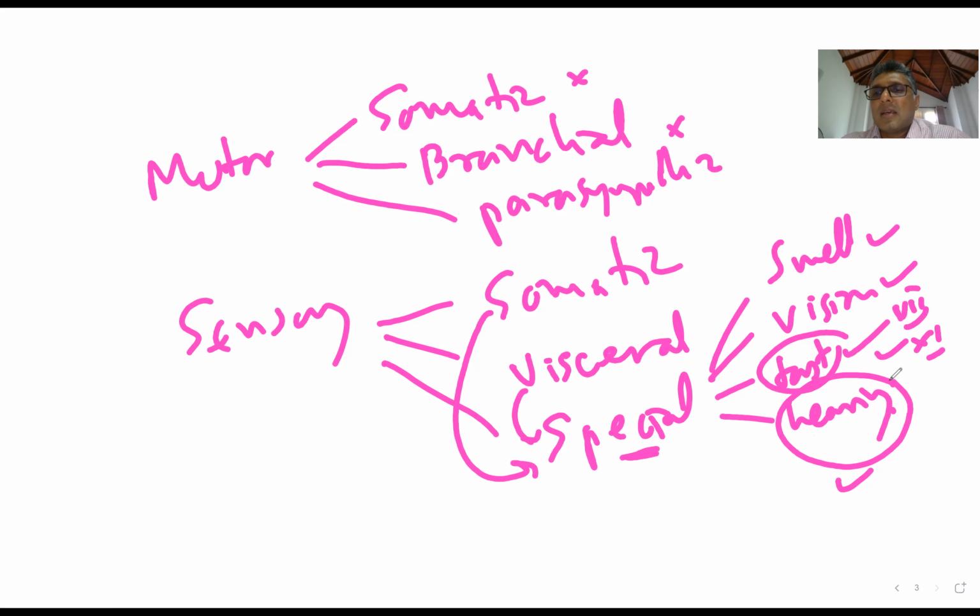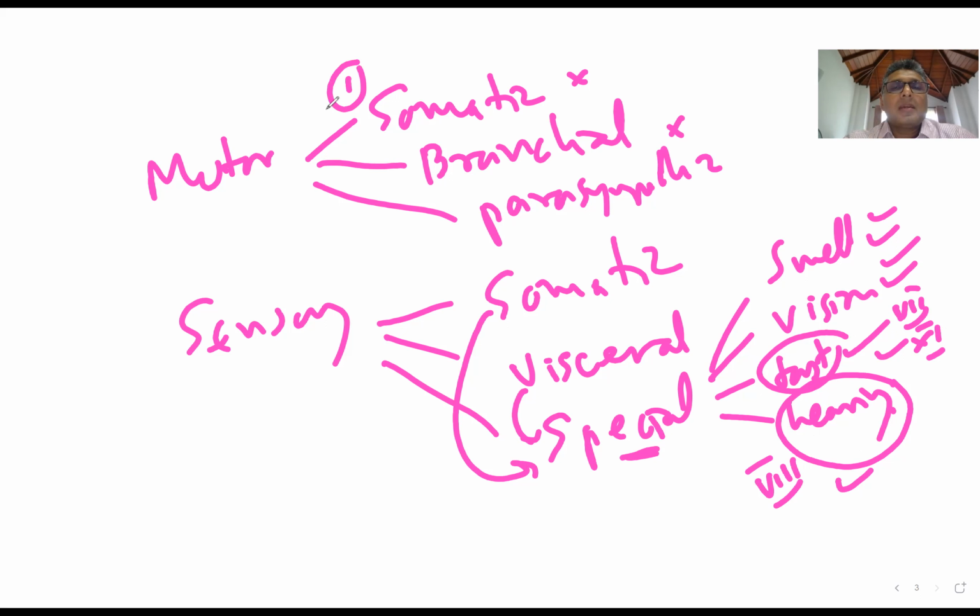7th and 9th cranial nerves. Hearing is related to the 8th cranial nerve. These two will only come under the 1st cranial nerve and the 2nd cranial nerve, not coming into the brainstem.